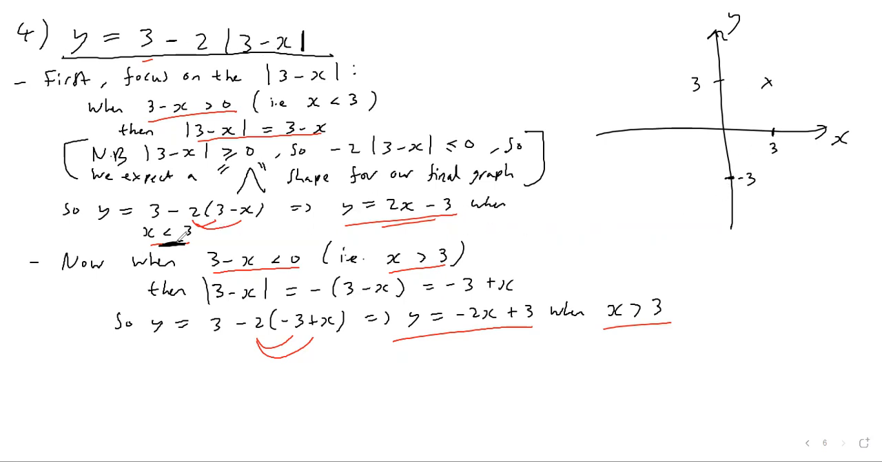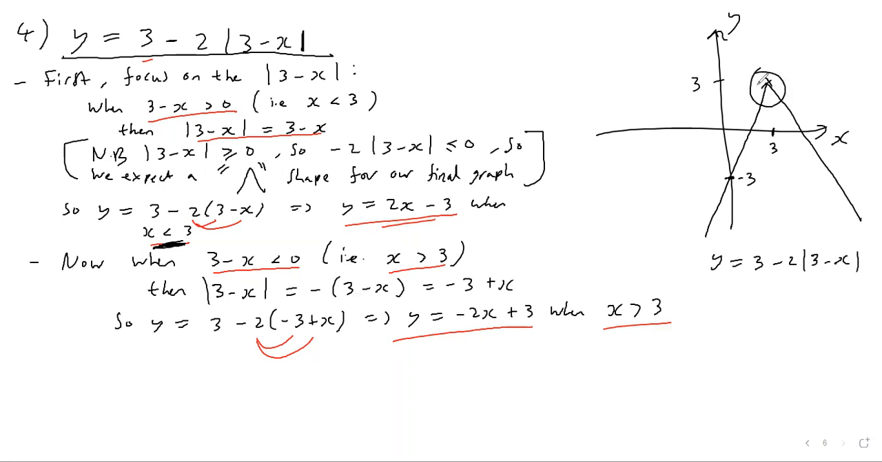The left-hand side, when x is less than 3, is going to be a straight line, something like this. And then when x is bigger than 3, again, it's just going to be the mirror image of that in the line x equals 3. So just a mirror reflection of that. So we're going to get this upside down V shape, and it's going to look something like this. And that would be our graph of y equals 3 minus 2 times the modulus of 3 minus x.